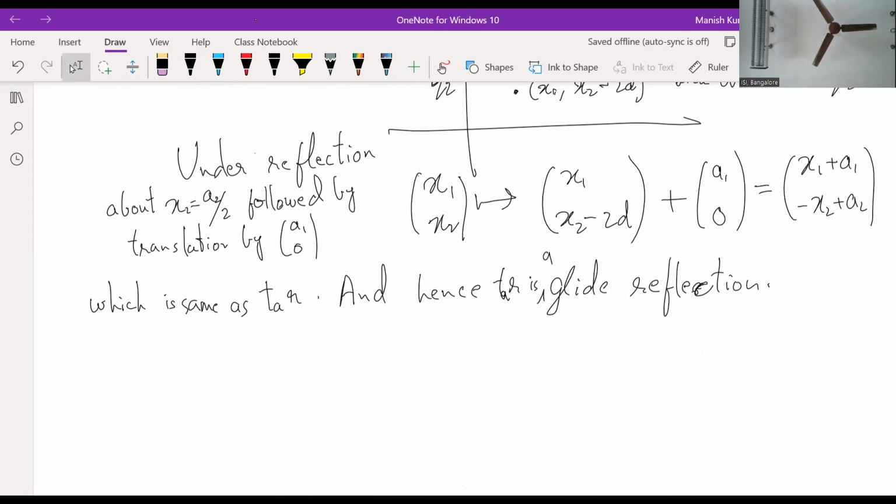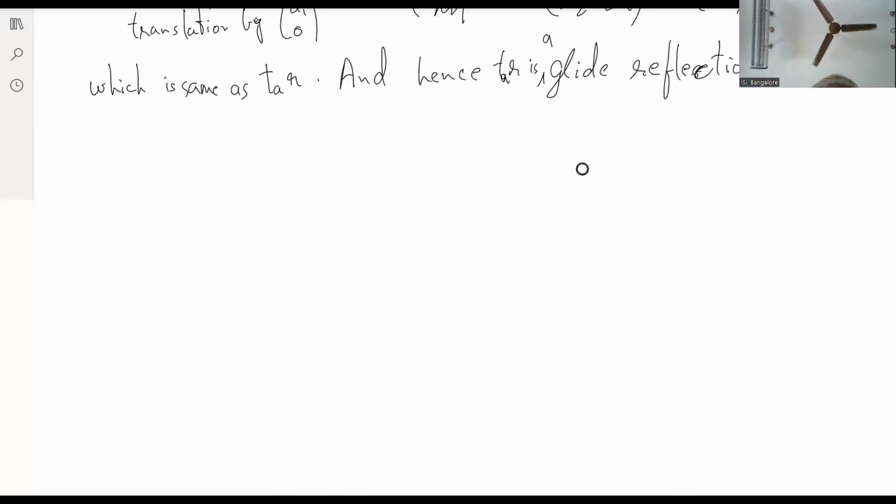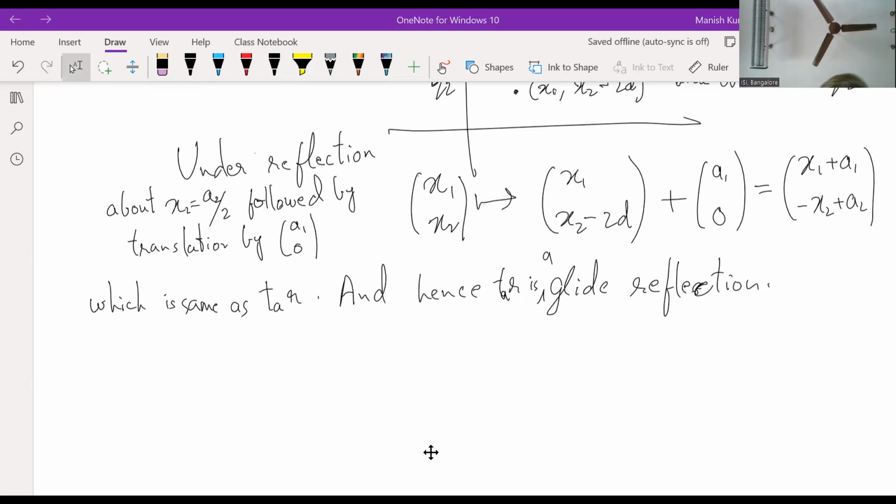So there are interesting consequences of these things. We already saw one for the orientation preserving ones: a composition of rotations about two different points is either a translation or some rotation about some point.